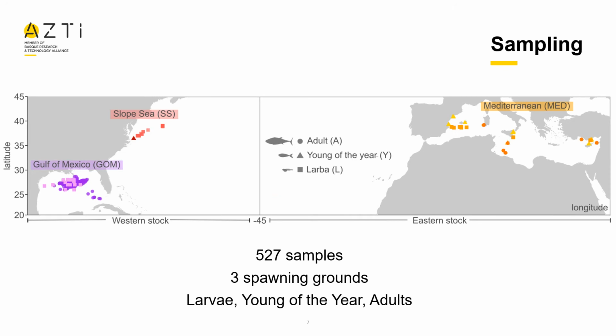Hence, with the aim of studying the genetic connectivity between populations, to evaluate the role of introgression from albacore tuna on stock differentiation, and to determine the genetic origin of the samples from the Slope Sea, we sequenced and obtained genetic information from more than 500 samples covering the three known to date spawning grounds and three different age classes: larvae, young of the year, and adult individuals.